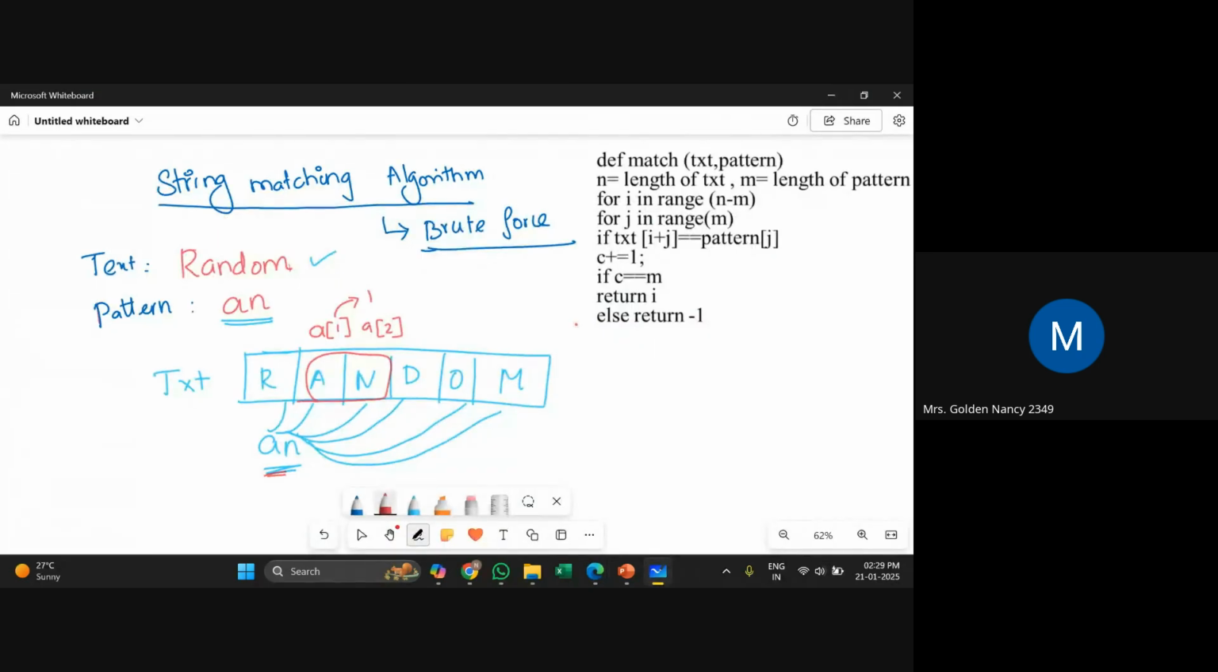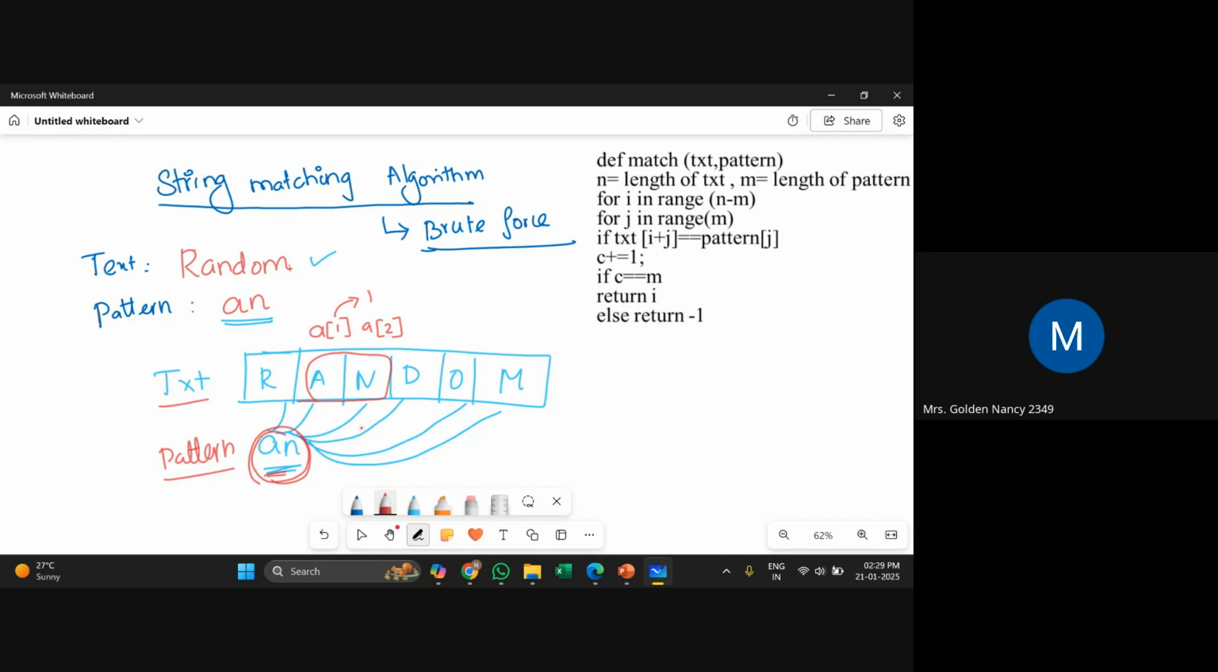If the text is given and the pattern is given, and I want to find the particular pattern, I have to compare each element. It is like a searching technique. I have to search for the required pattern in the given text, and I have to find the right position of the pattern from the text.